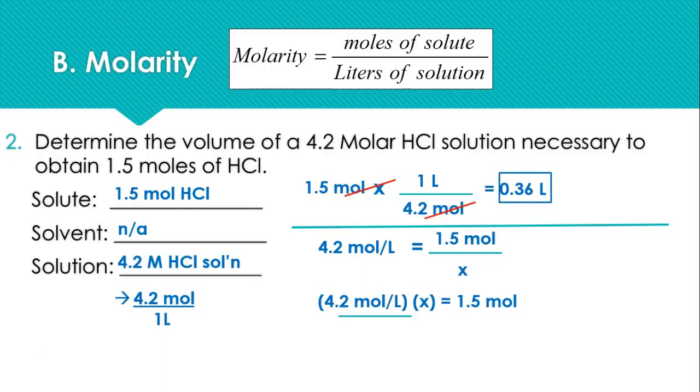That's why I think it's a little harder, because of carrying those units. I'd move the 4.2 moles per liter to the other side, so I'd divide both sides by that. Those cancel, and you're left with X is equal to 1.5 moles over 4.2 moles per liter. Same thing that happened in the previous setup. That works out to be 0.36 liters. Again, mole cancels, liter is going to end up on top.